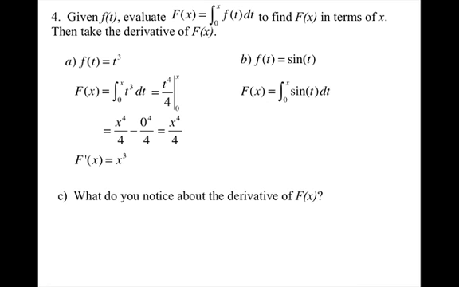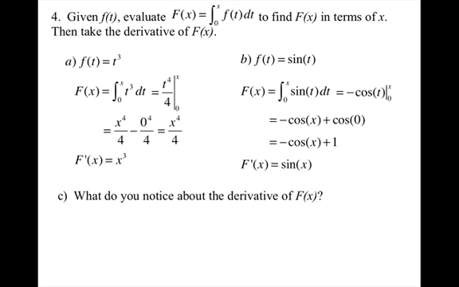So the first thing is to set up the integral from 0 to x of sine t dt. Take the antiderivative of sine t, which is negative cosine. You're going to evaluate from 0 to x. When you do that, you get negative cosine x plus cosine 0. And we know that cosine of 0 is 1. So this is big F of x. Now I'm going to take the derivative of this. When you take the derivative of this, you get sine of x.